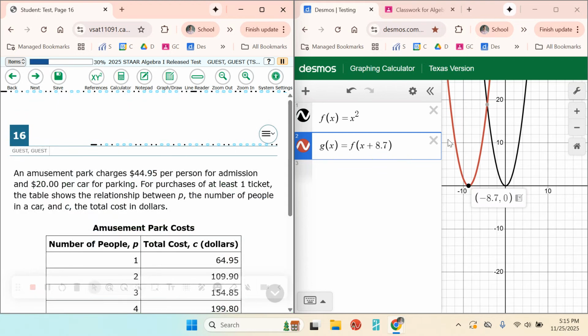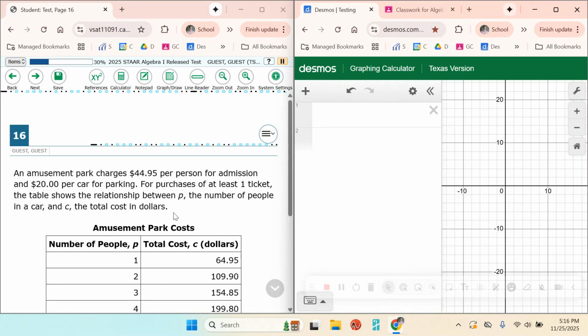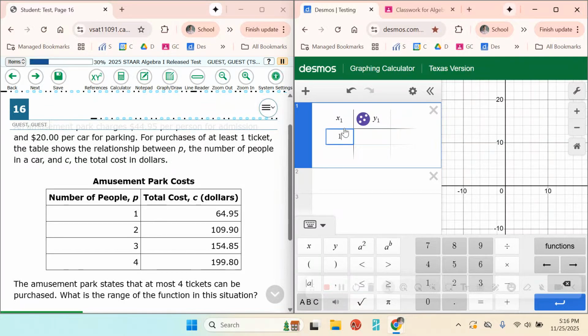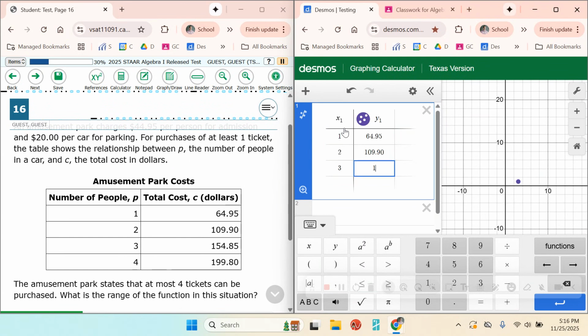Okay, question 16. We have another table. We know what to do. Add a table, type everything in. So we have 1, 64.95, 2, 109.90, 3, 154.85, 4, 199.80.